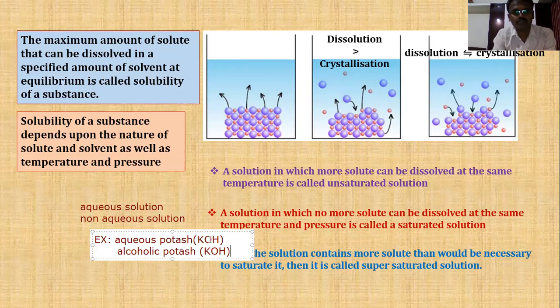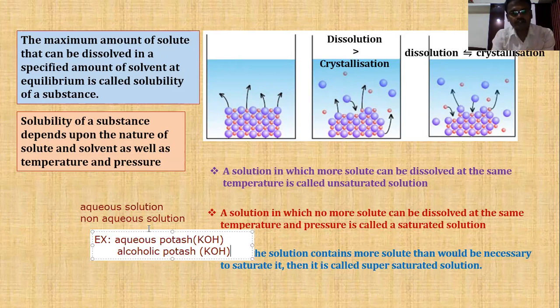Aqueous potash, if you use, is going to undergo nucleophilic substitution reaction, giving corresponding alcohols with alkyl halides. When you treat an alkyl halide with aqueous potash, it will give alcohol by nucleophilic substitution. If you treat the same alkyl halide with alcoholic potash, then dehydrohalogenation will take place to give alkenes. So just by changing the solvent, properties will change, types of reactions will change, nature of products will change. That is why you should be very, very careful.